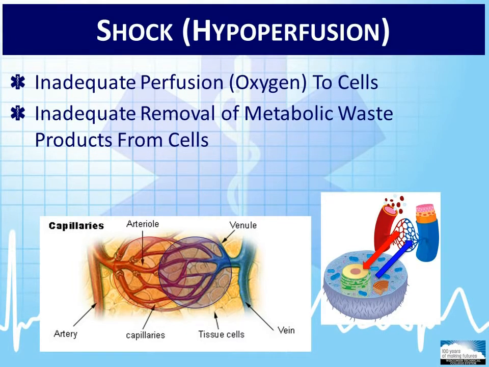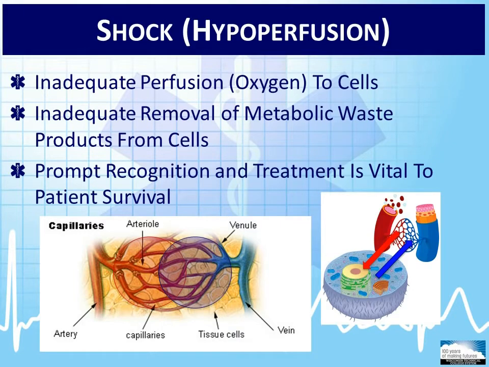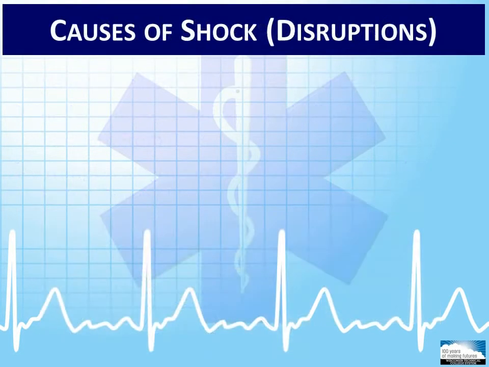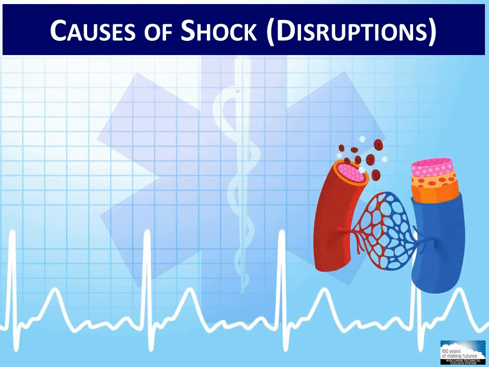With that being said, early recognition and treatment of shock is vital to the patient's chances for survival. To have good perfusion, we need a working pump, adequate fluid, and a healthy container. If one of those elements fails or is disrupted in its proper functioning, perfusion will be impacted, resulting in the development of hypoperfusion, shock. Taking each element in turn, we'll begin with a look at our pump.